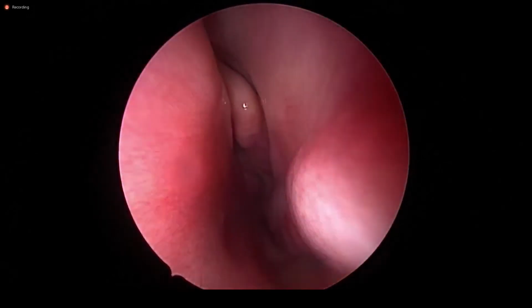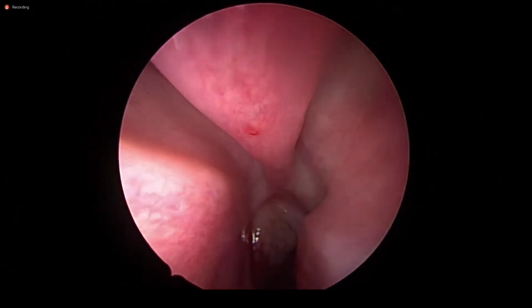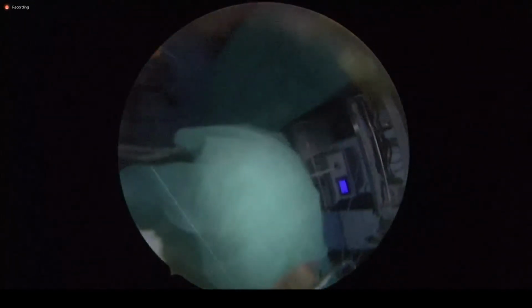So, in spite of the little bit of bleeding, we prefer using the microdebrider at this stage so that we don't lose the plane. Suppose I happen to use the coblator at this stage, the coblator will inevitably char the perimysium and the muscles underneath, and then you can't get into the plane.